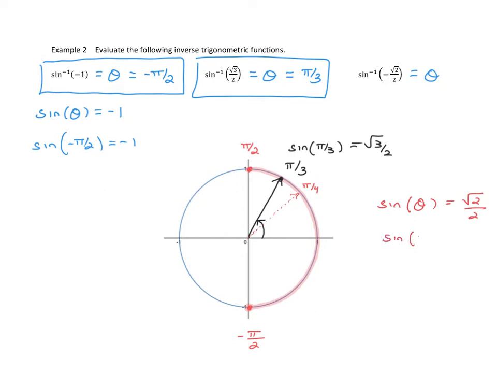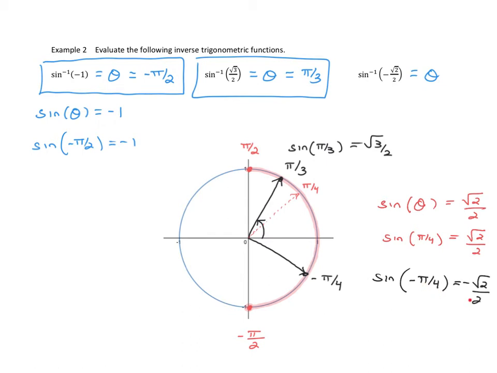I know sine of pi over 4 is positive root 2 over 2. But the only difference is I want my answer to be negative root 2 over 2. I know that means it was supposed to be a 45-degree angle down here. And that means I'm going negative pi over 4 instead of positive pi over 4. So here for this angle, sine of negative pi over 4 is equal to negative root 2 over 2.